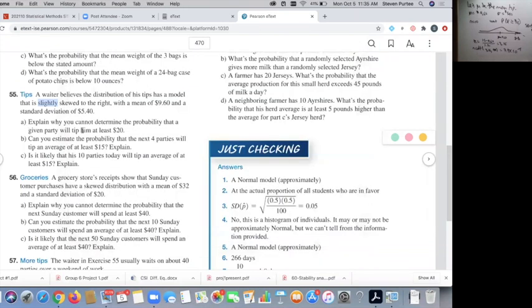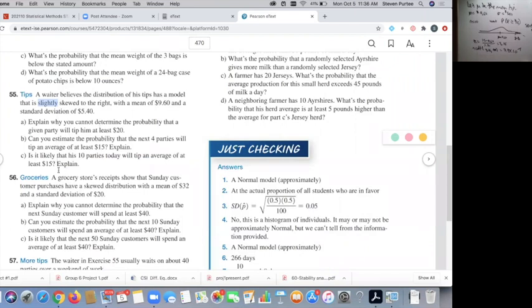So what does that mean in terms of this problem? It means it's very, very unlikely that if the next 10 parties come in, and we're not saying one person gives him a tip of 15, all of them give him a tip of 15 or more, or the average at least is 15 or more. He's used to getting 9.60. He gets 10 parties in a row that give him big tips.